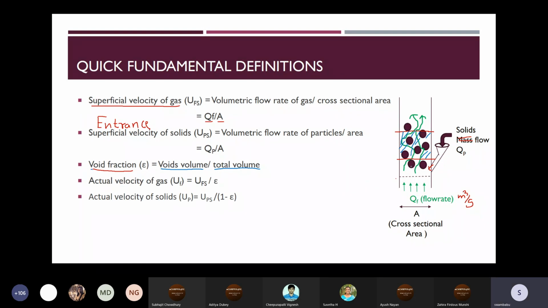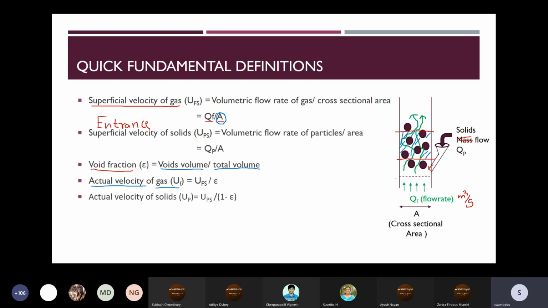So now, what will be the actual velocity of the gas? Actual velocity is nothing but, see here, we know that the velocity depends upon the area. Since the volumetric flow rate will not change, the velocity changes with the area.